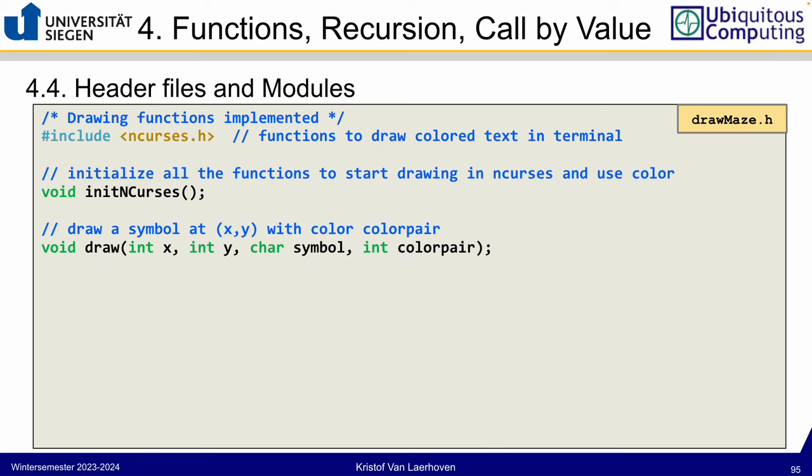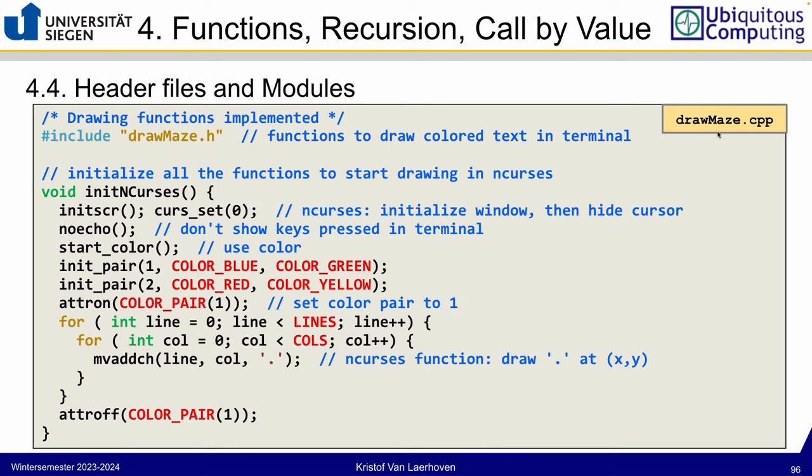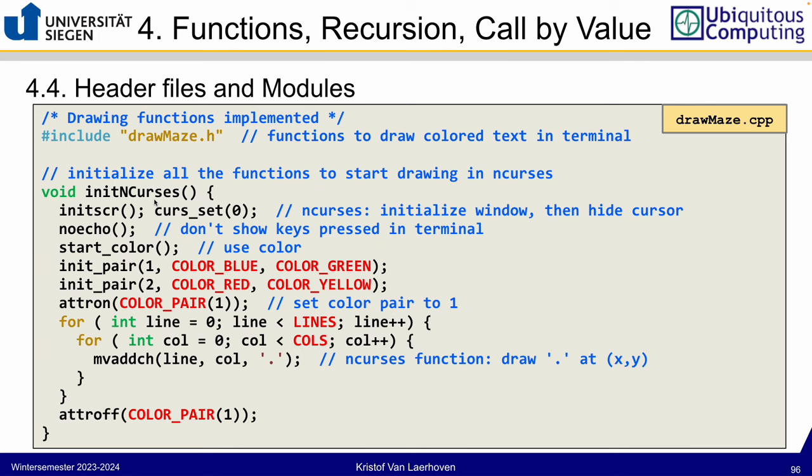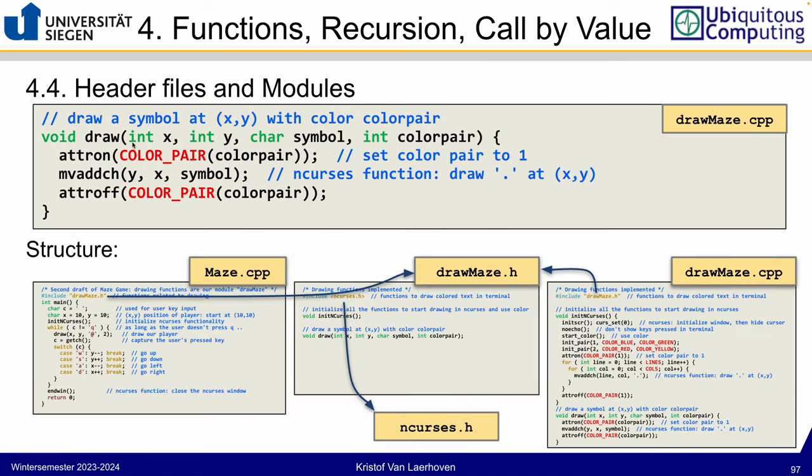But the weird thing is, there's also a drawMaze.cpp, right? It's exactly the same name as drawMaze.h, the header file. And that has the implementations of the functions that we promised to include. It includes the header file, so the definitions of those two functions, and then it implements those two functions. It implements init ncurses as a function, and these are the continued lines of drawMaze.cpp. It also implements the draw function over here.